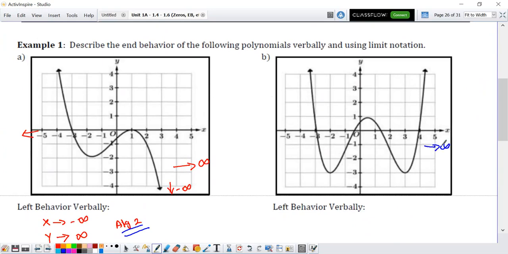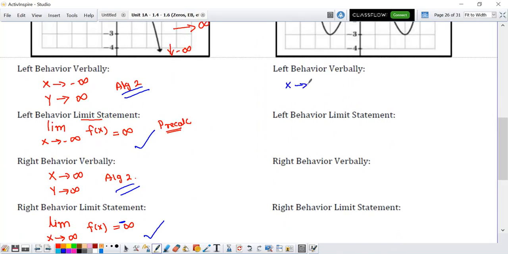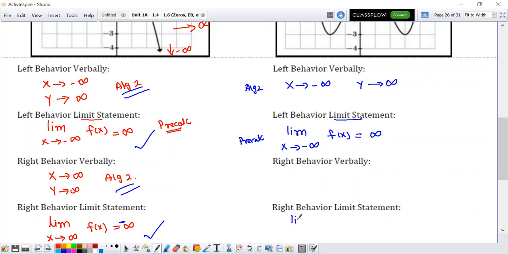Let's practice one more example here. You can clearly see that x goes to infinity, y goes to infinity. X goes to negative infinity, y also goes to infinity. So what's the Algebra 2 and what's the pre-calc method? Let's rewrite. X goes to negative infinity, y goes to infinity. The limit statement is lim x arrow negative infinity, f of x is equal to infinity. Later on, you don't have to write Algebra 2, you have to write the pre-calc way.